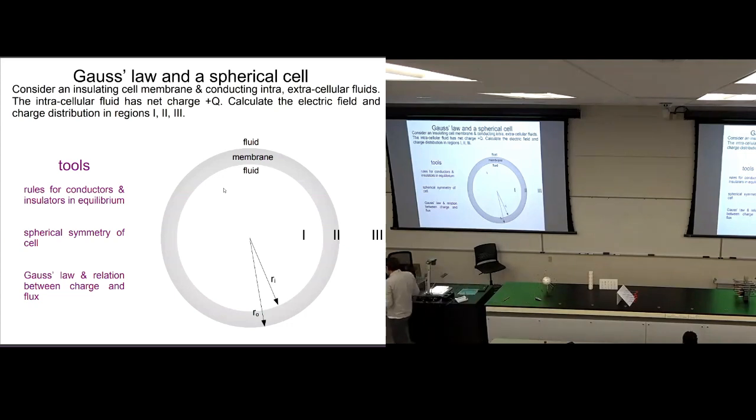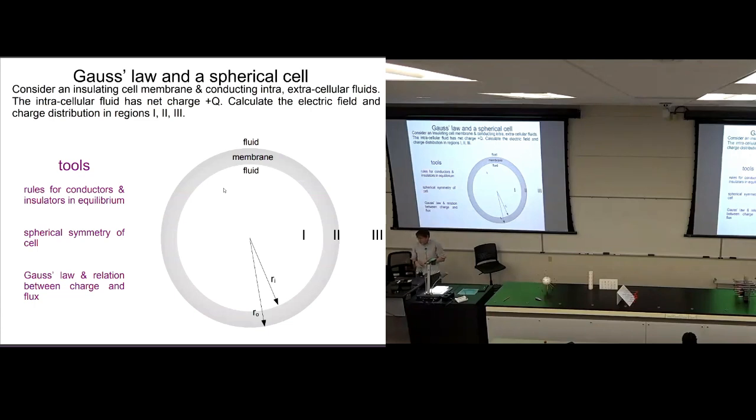And those conductors are some sort of salt water with positive ions and negative ions. In this case, we're told that the intracellular fluid, the fluid inside here, has a net charge that's plus Q. So it's got more positive ions than negative ions in the fluid inside the cell, inside the membrane.